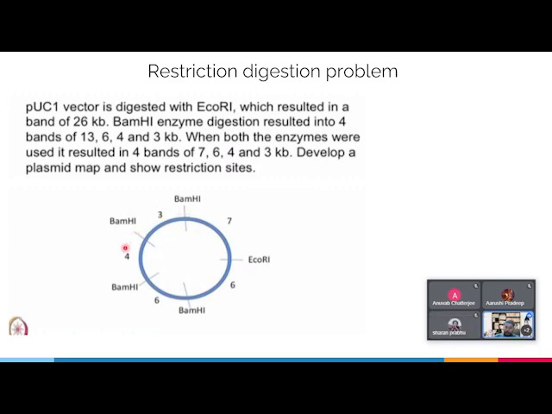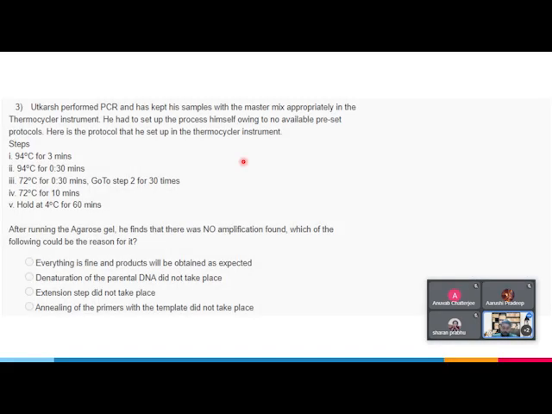So for BamHI we have a 3, 4 and 6 fragment. We should have a 13, but EcoRI comes in and cleaves it into a 7 and 6. Two sixes mixed together to form a single band, and thus we only see 4 bands as given in the question. So this was the problem on restriction digestion.